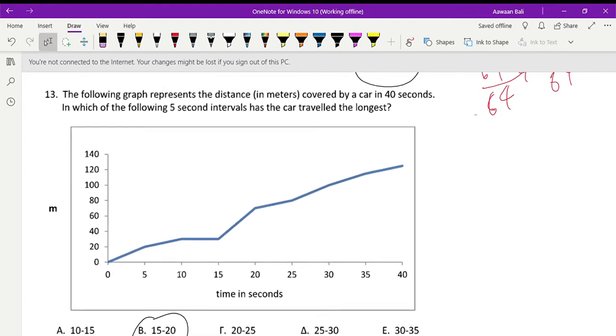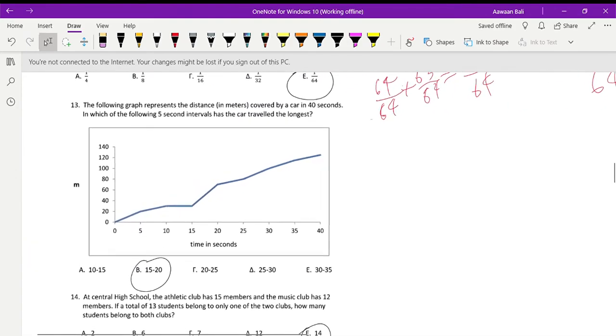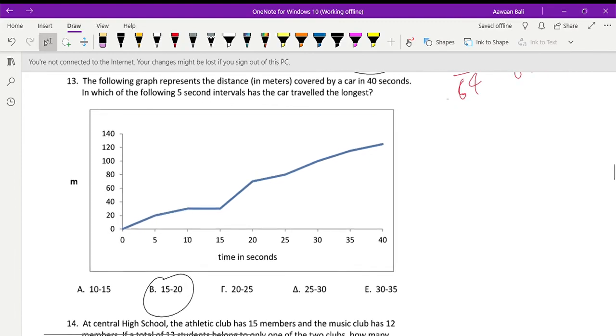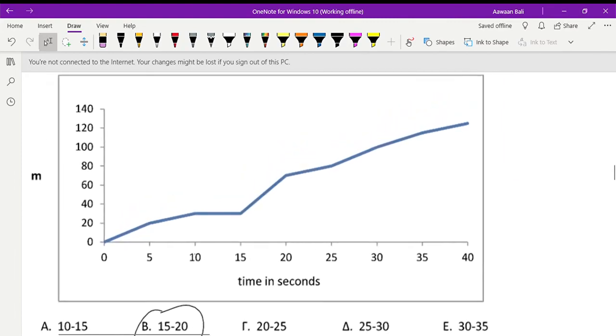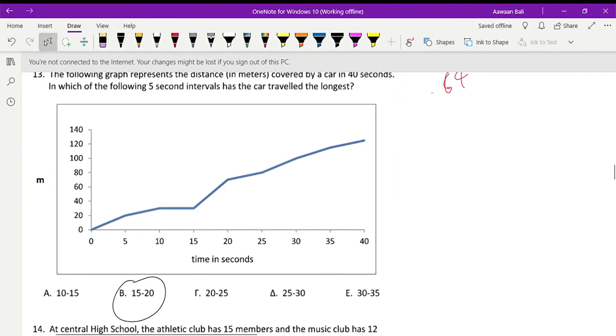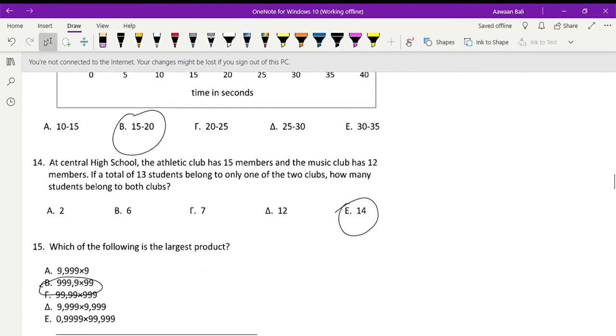Now, question number 13. The following graph represents the distance in meters covered by a car in 40 seconds. In which of the following 5-second intervals has the car traveled the longest? It's 15 to 20, because if you look at 15 seconds to 20 seconds, it's a high jump compared to all of the others, it's the highest jump definitely, and it's clear to see. So therefore the answer is beta, 15 seconds to 20 seconds.